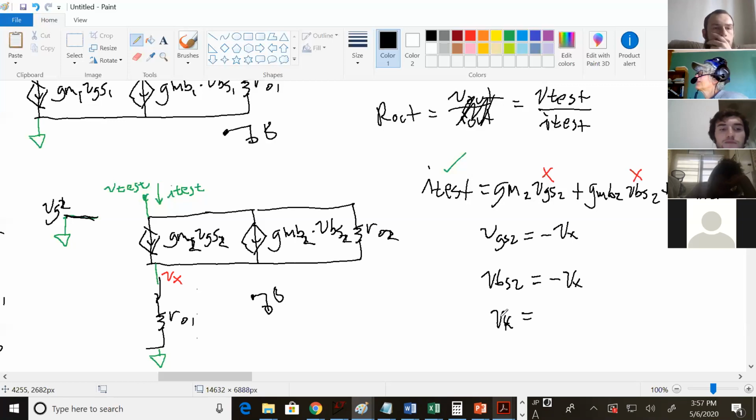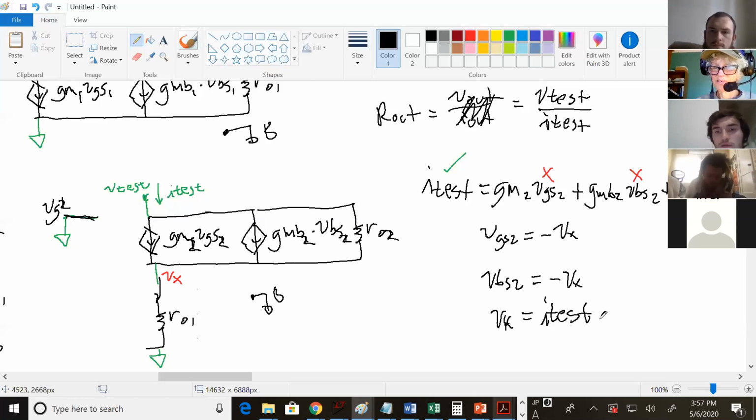Would it just be I test times R01? Yes. So this I test, when it comes down here, it splits into the 3 branches, but then it comes back together here. It recombines. And this is also I test. So Vx is just this I test times R01. And now you can say, okay, now I have an equation.